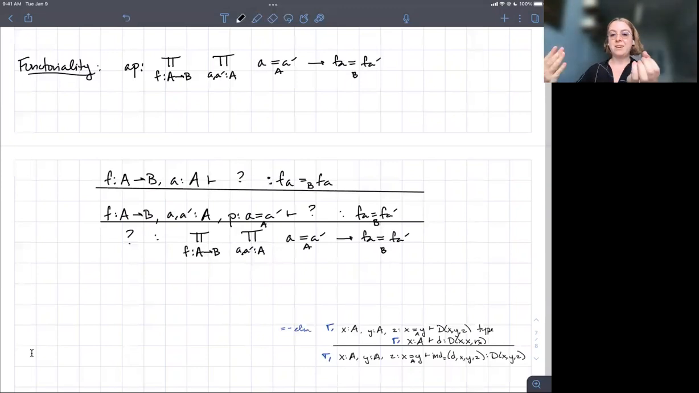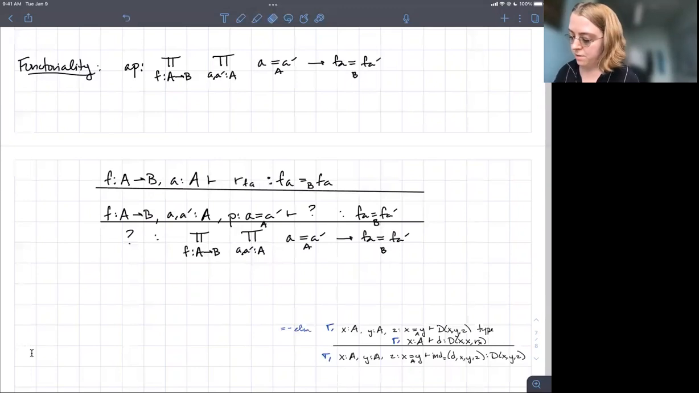It's just the equality FA equals FA. We know that those are the same, they look the same. And in particular, we have our canonical term, reflexivity at FA, which witnesses that FA equals FA. Okay, so we've got what we want. And now we just need to fill in all the terms.